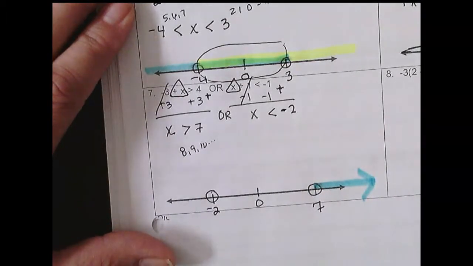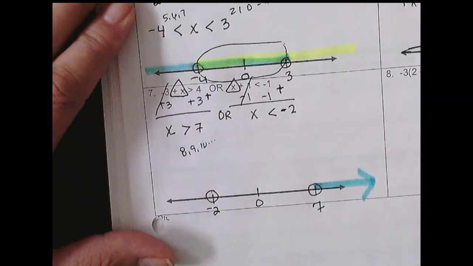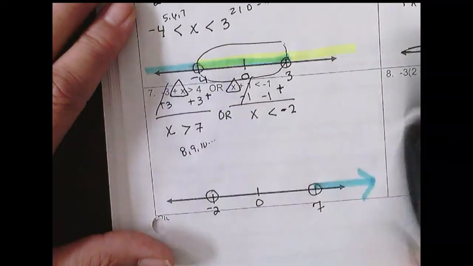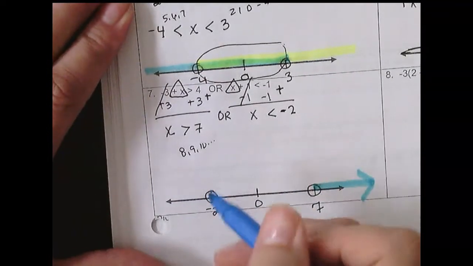Sure it would. And then x is less than -2. Well, who's less than -2? What about 5? Is 5 less than -2? No, 5's more than -2. So if 5 won't work, then going this way would be wrong. You would have to go that way. So then it goes this way.